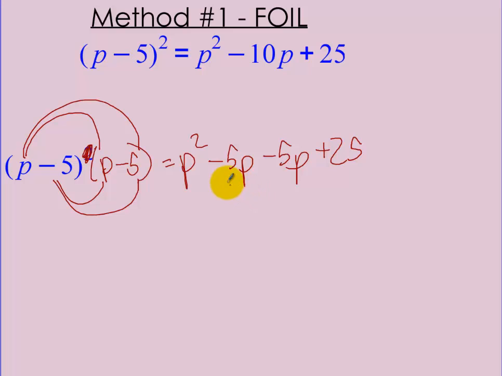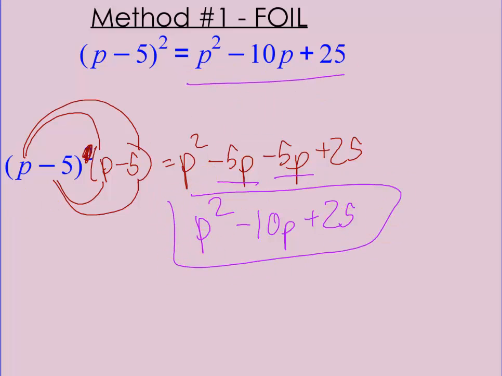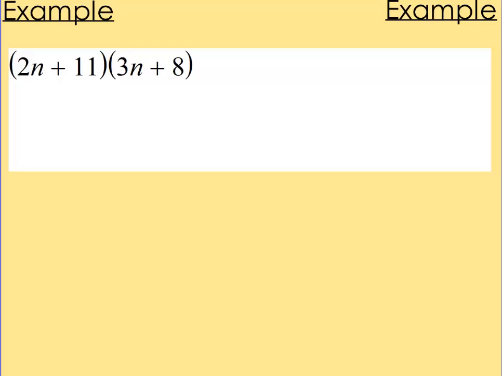Now, combining like terms again, negative 5p and negative 5p is negative 10p. So dropping down the 25 and the p squared, there you go. Same as the answer above. Let's do some examples. Pause the video.